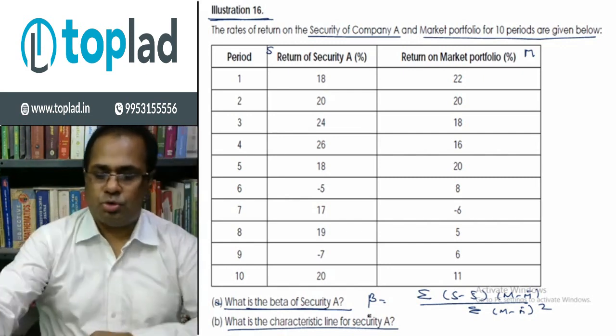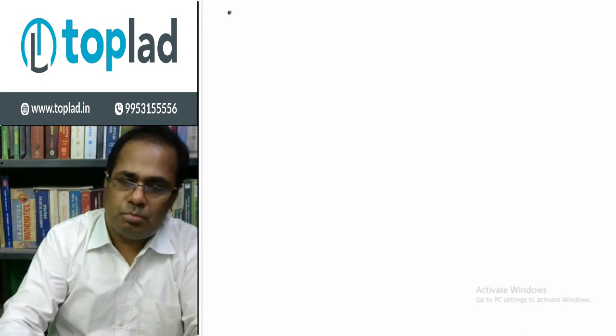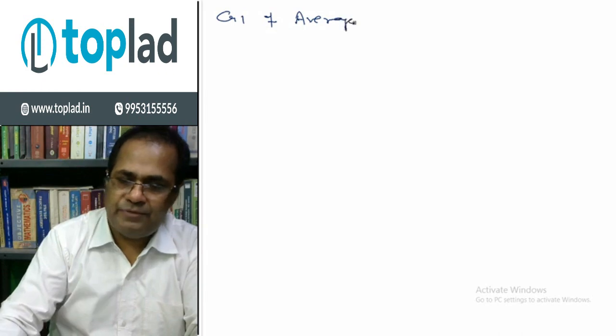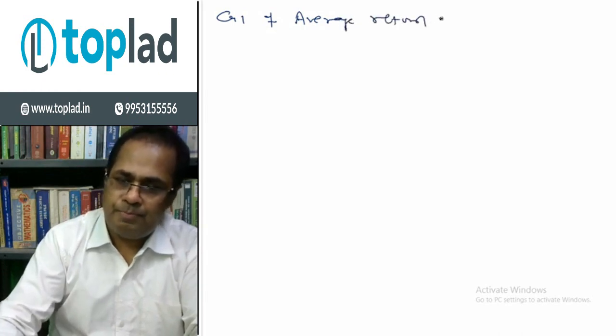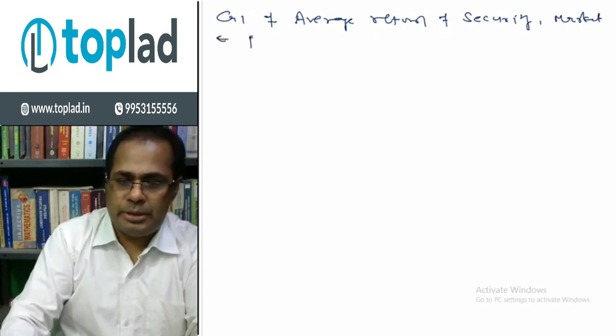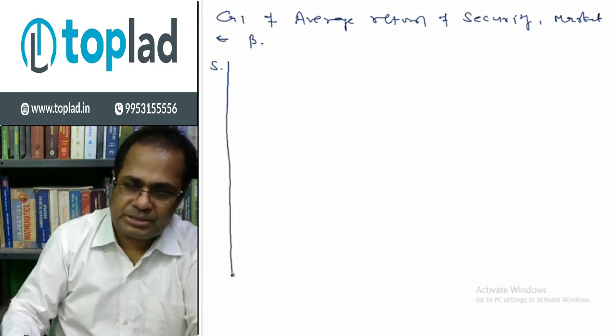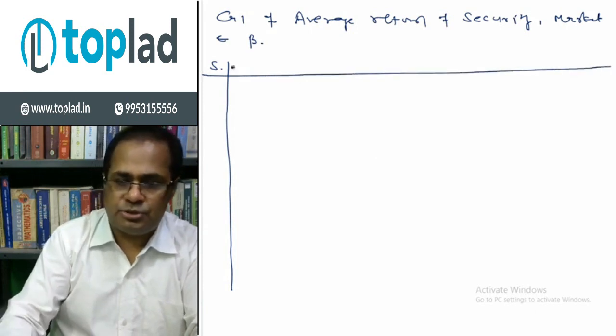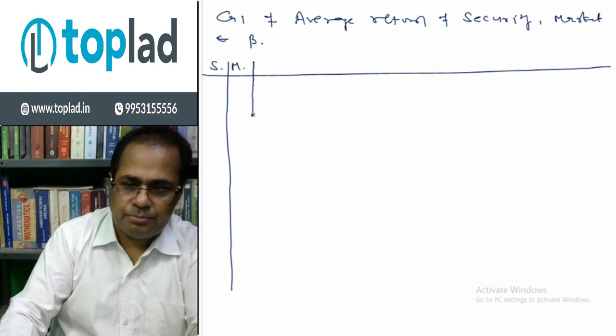Now let's go to calculate the beta in this case. Here we need the calculation of the average return of the security, the market, and beta. This is your SI. SI represents the security. This is your MI. MI represents the market.